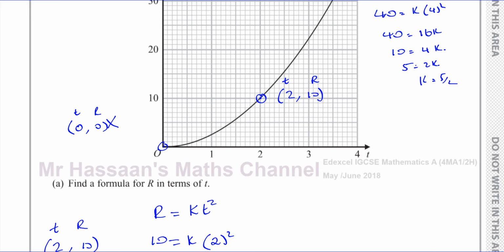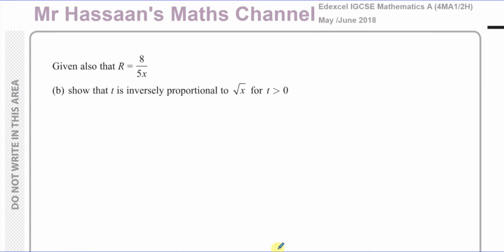There's also a part B of this question. It says given also, so we worked out first that R equals 5 over 2 times T squared.